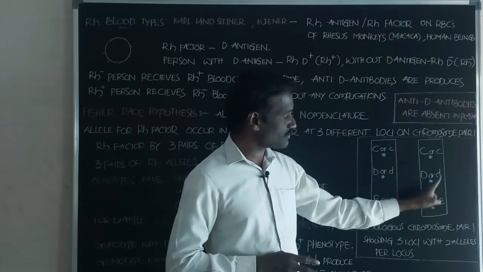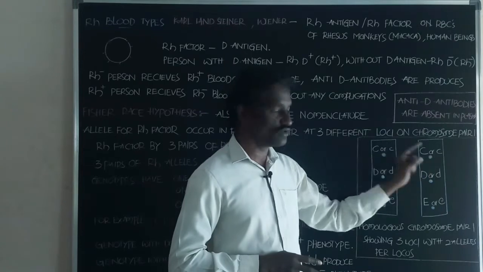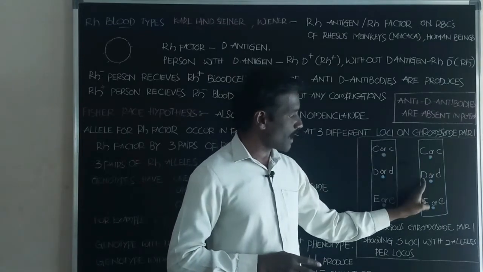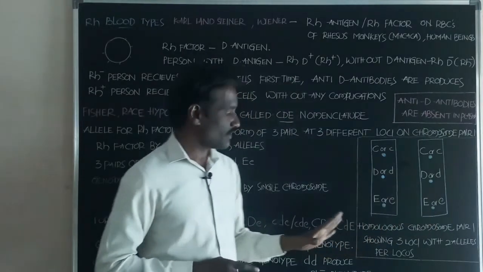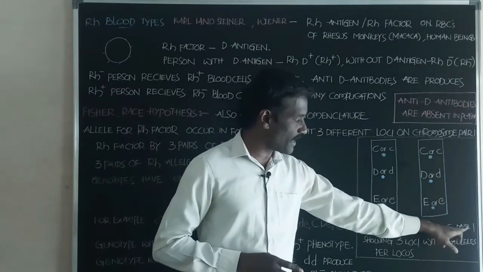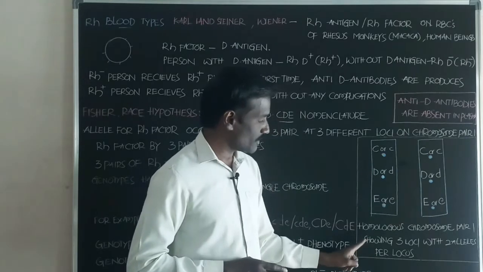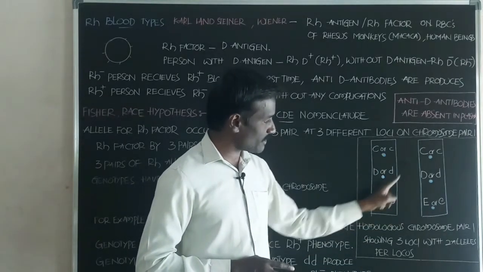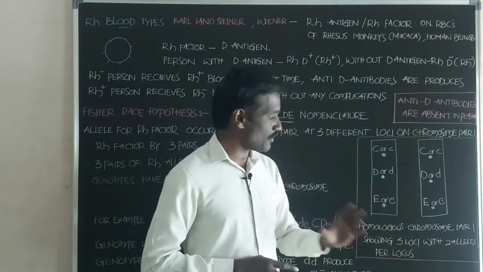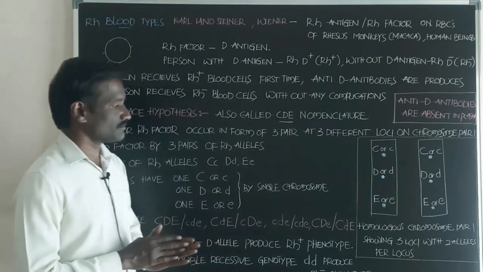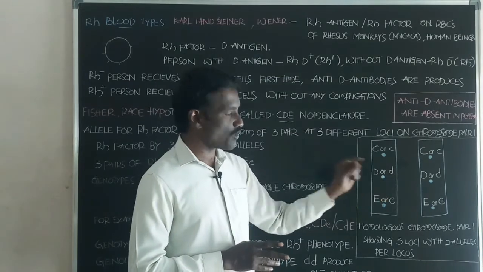It is also the same. Student, these are the alleles: any one of the alleles in the first pair is present, and capital D or small d, any one is present, capital E or small e, any one is present. This is homologous chromosome pair 1. Student, it is one pair of chromosomes, the first pair, showing three different loci with two alleles per locus. Each locus consists of two alleles, but on a single chromosome only one is present.